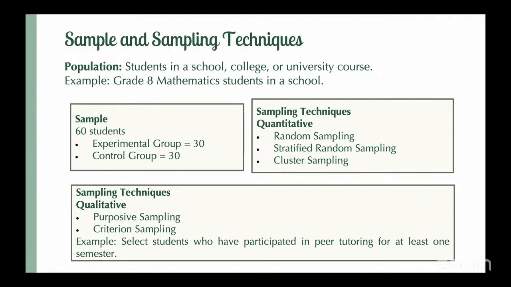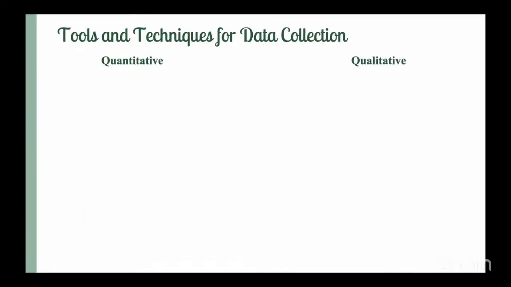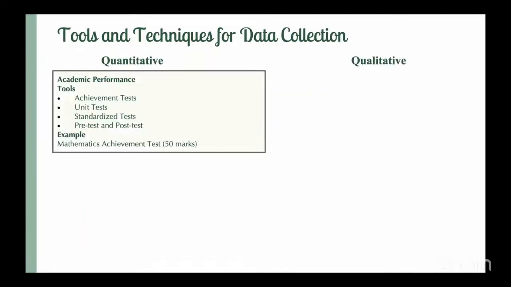So you have to select students who have participated, and then you want to understand the phenomenon. That is the criteria for it, and that is why it is called purposive, because the purpose is to study students who have participated in peer tutoring and the aspect of peer tutoring, whether it has impact on performance or engagement. What are the tools you will use, and what are the techniques, right?